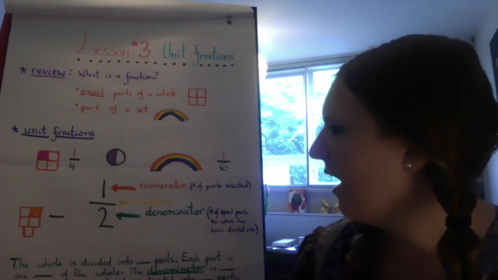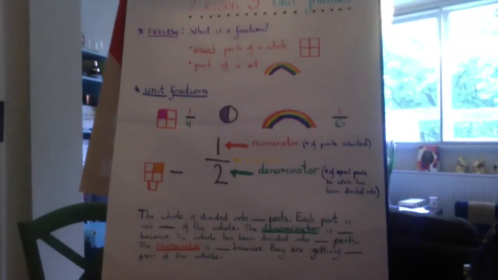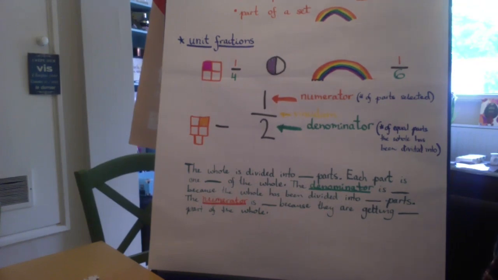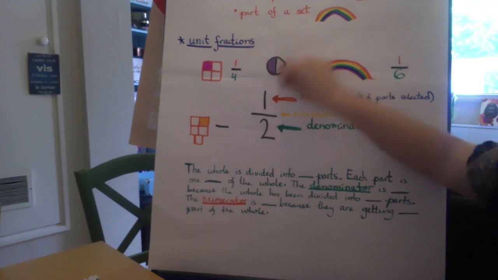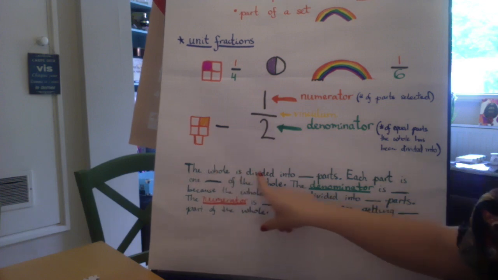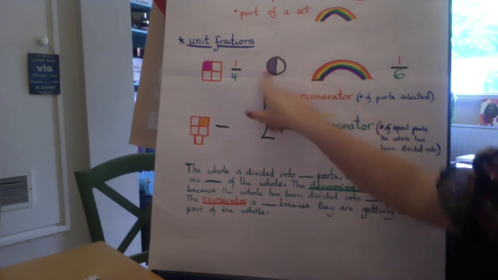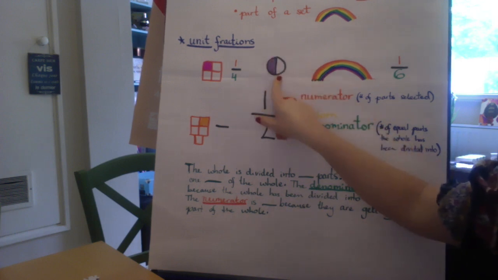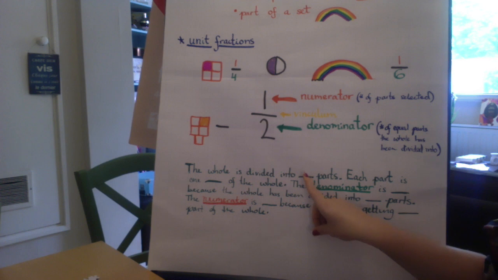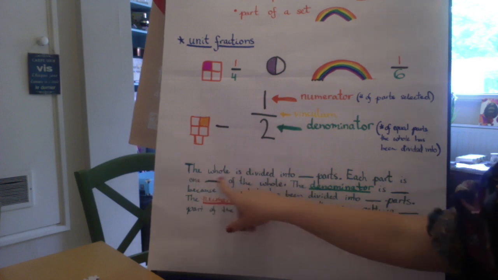All right. Now, your key sentence today is here. It's a bit long, but it's very good for you to remember. So then this way, when you're doing your fractions, you kind of understand it. If you think, I've picked 1 out of this. So let's take this example. The whole is divided into parts. So let's look at this one. How many parts has the whole been divided into? Let's read it again and do it together. The whole is divided into 2 parts. Lovely. Each part is one of the whole.